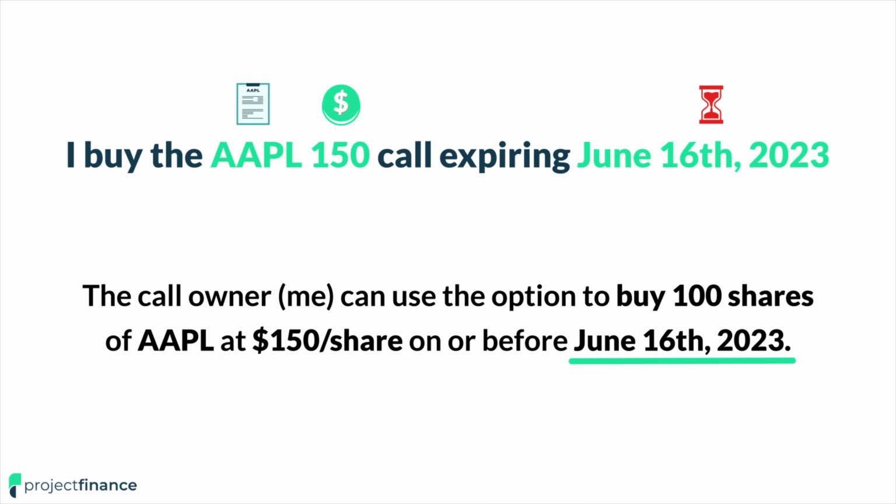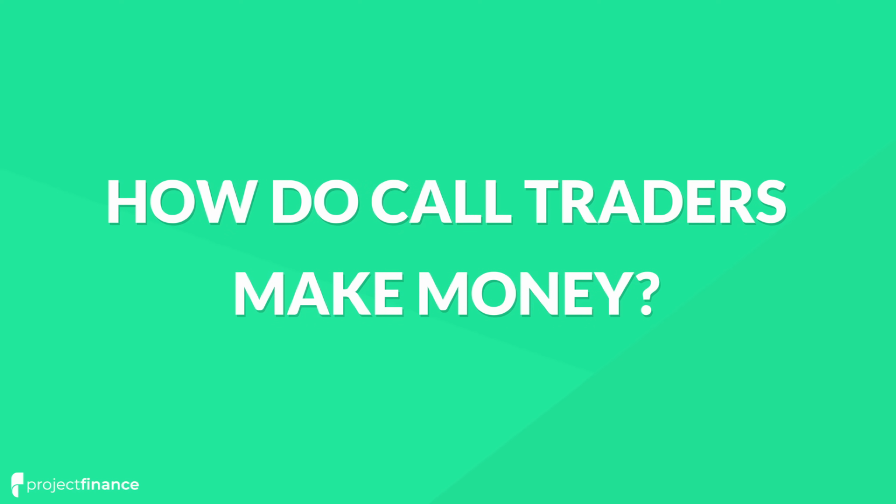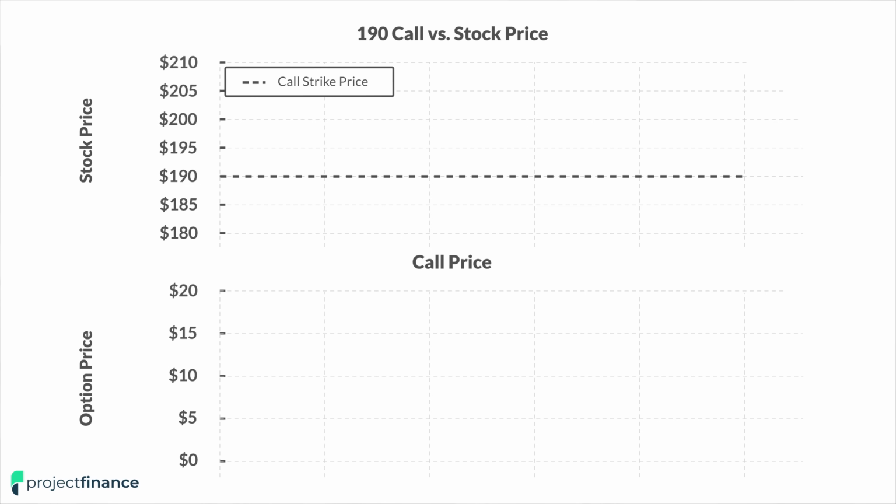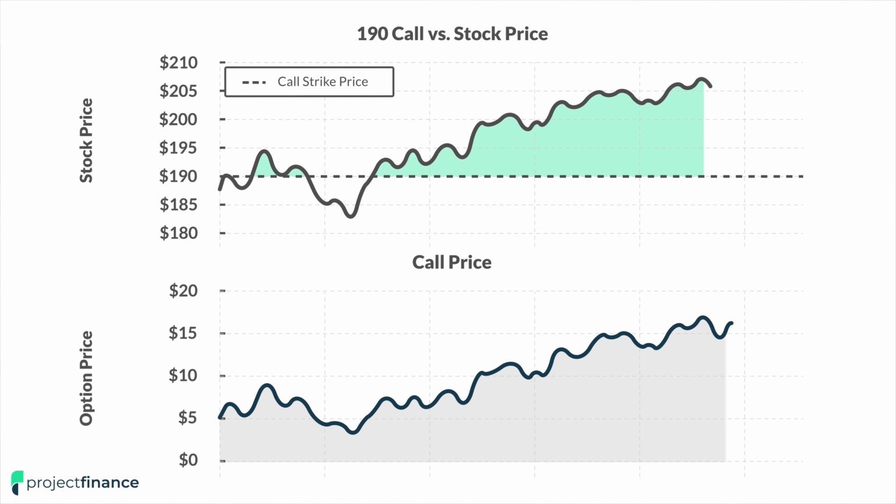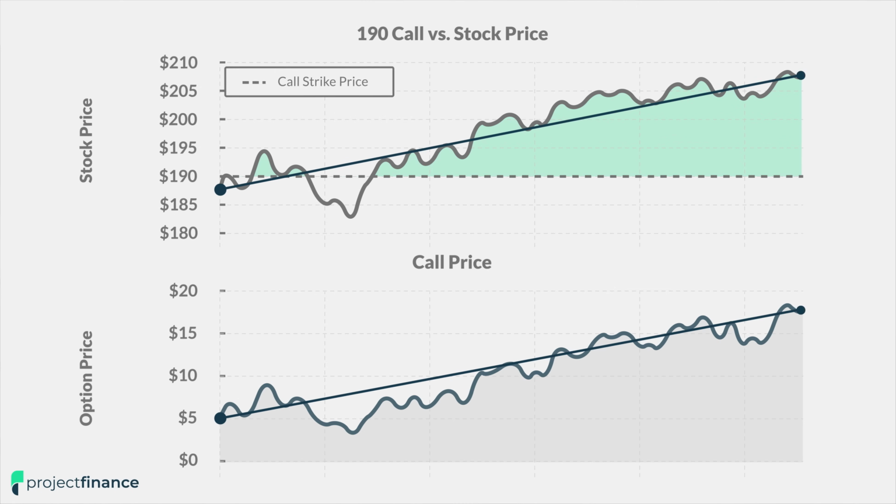With this basic definition in mind, how do call option traders make money? The simplest understanding is that call options increase with the stock price, so traders will buy call options when they believe a stock will increase a lot in the near future, or at least before that call option's expiration date. In this graph of a stock price and a call option with a strike price of 190, the stock and call prices move in tandem, demonstrating that call prices go up and down with the stock price.